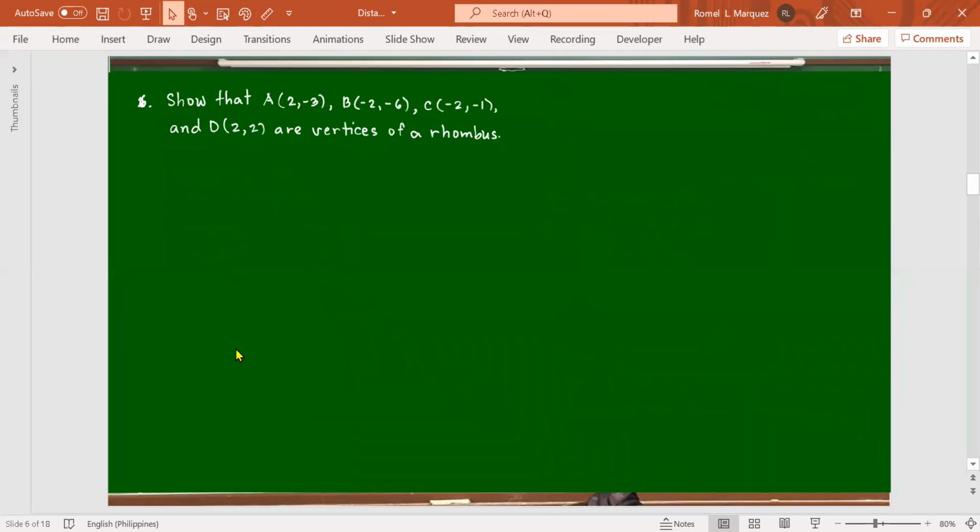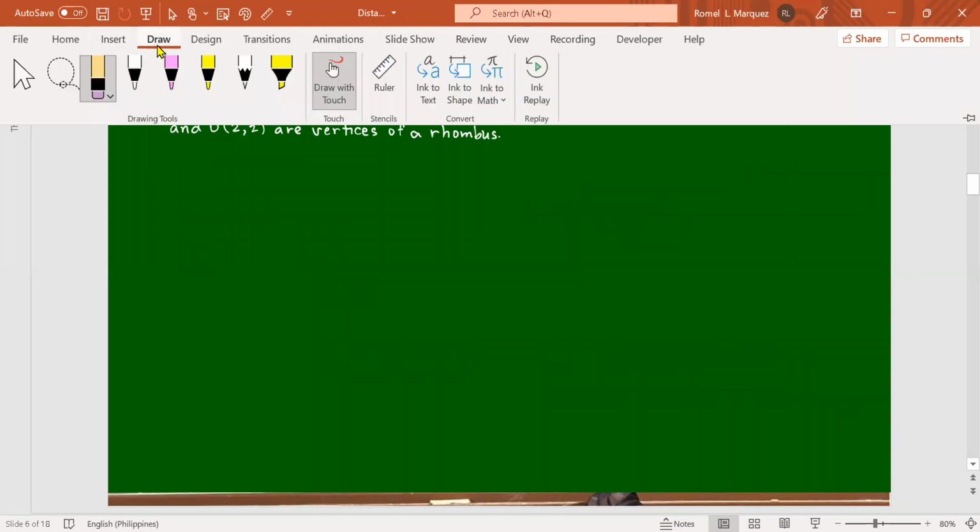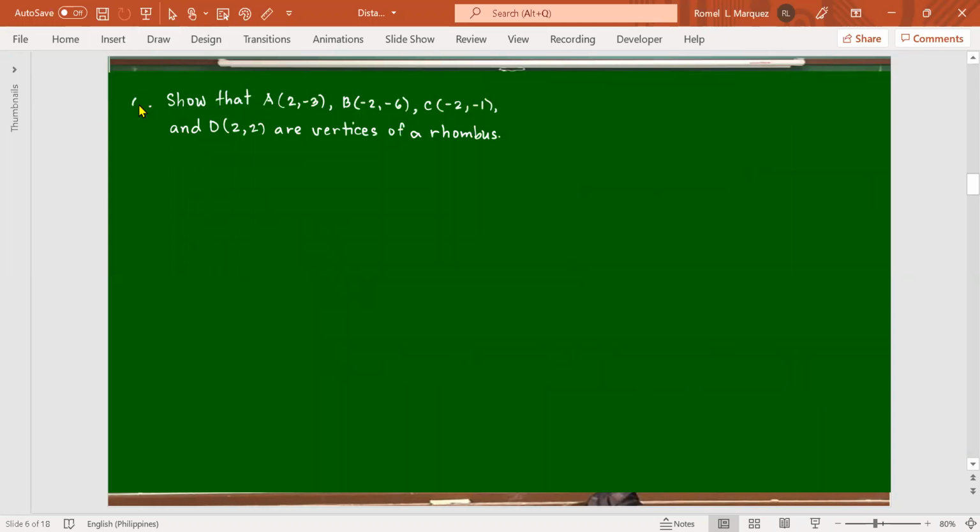Next, what about this number 6? Show that the points A, whose coordinates 2, negative 3, B, negative 2, negative 6, C, negative 2, negative 1, and D, 2, 2, are vertices of a rhombus. Does anyone recall a rhombus? Guys? A quadrilateral with 4 equal sides.